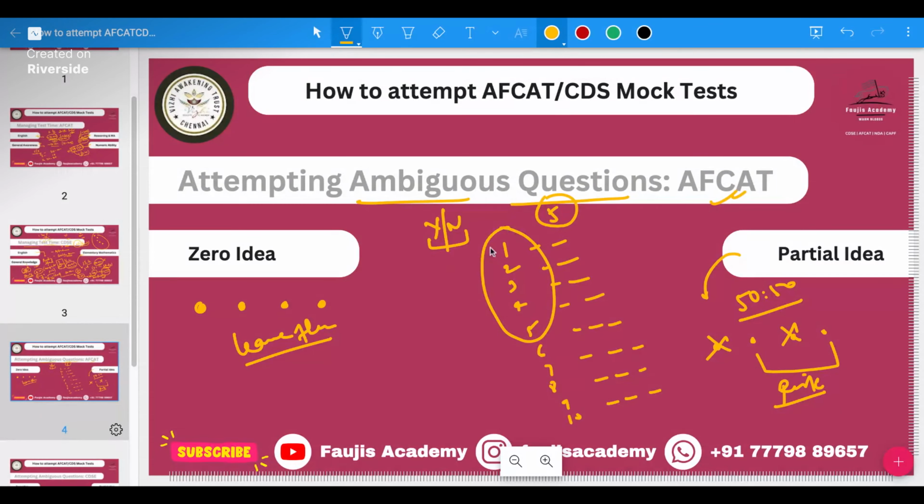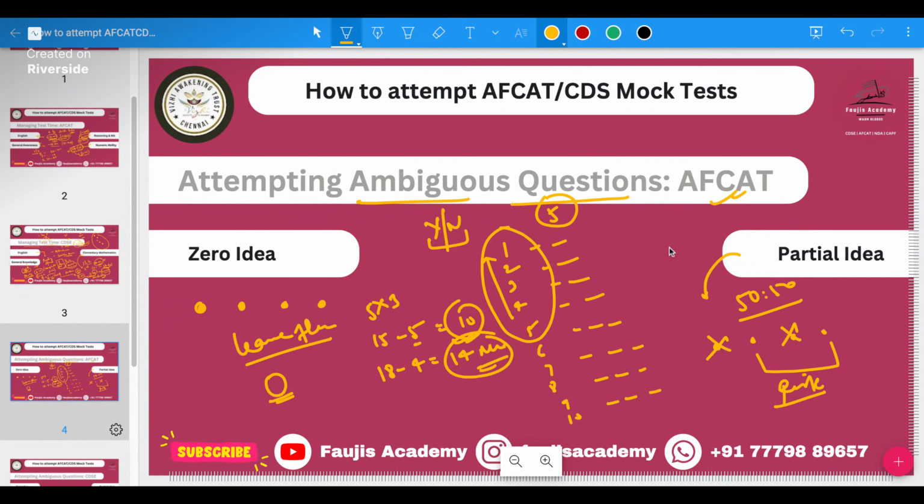If you get half of it correct, what will be the scenario? 5 into 3, 15, minus 5. 5 is for wrong answers. That means you will be getting 10 marks. And let's say you are lucky enough and got six questions right. So 6 into 3, 18, minus 4, you will be getting how much? 14 marks, 14 plus marks. So it is better than getting 0 where you left these questions unattempted.